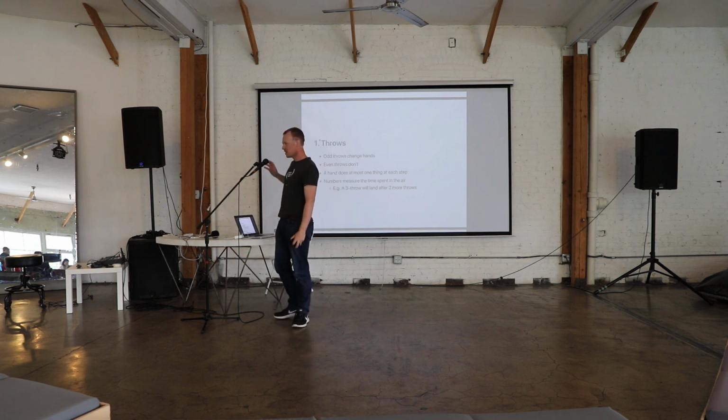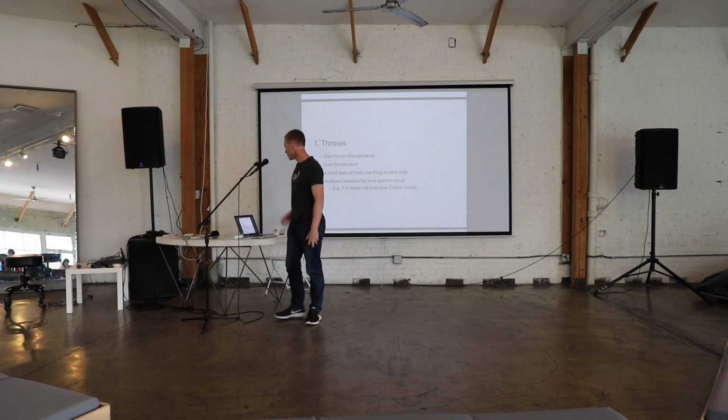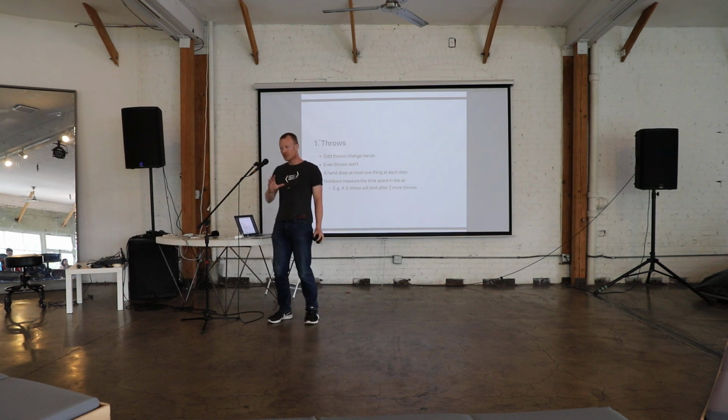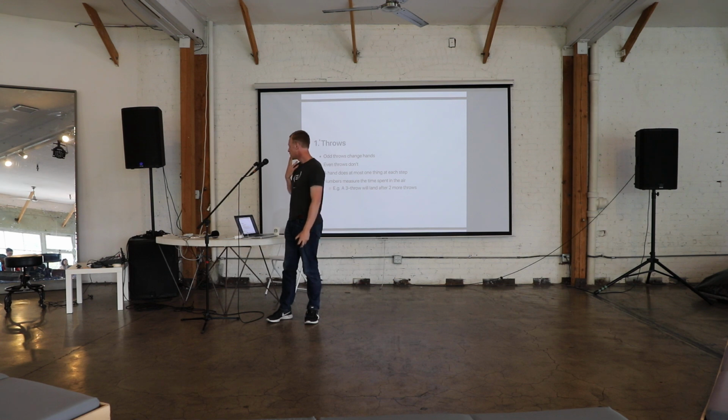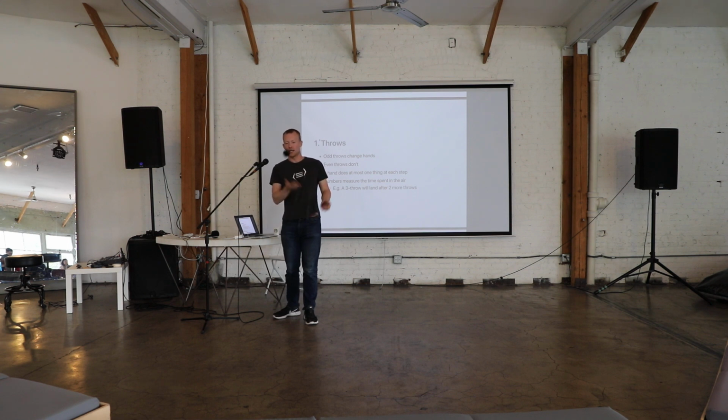Alright, I'll try and explain a little bit more detail about that stuff. So, throws. You saw all the numbers, right? I'll try and explain what they mean. Odd throws are throws that change hands. One thing you might have noticed was that the 3 goes from one hand to the other hand.